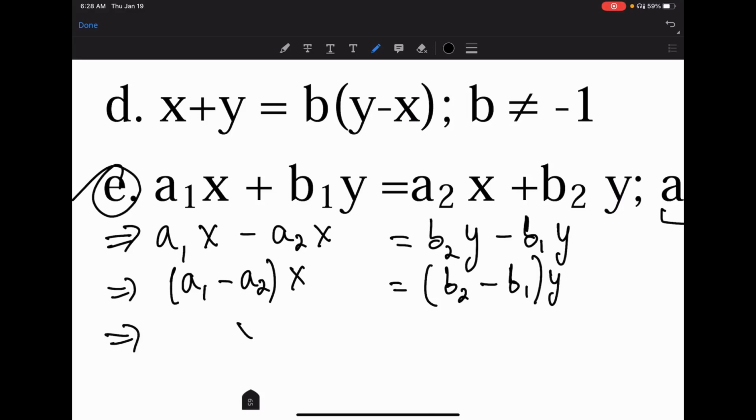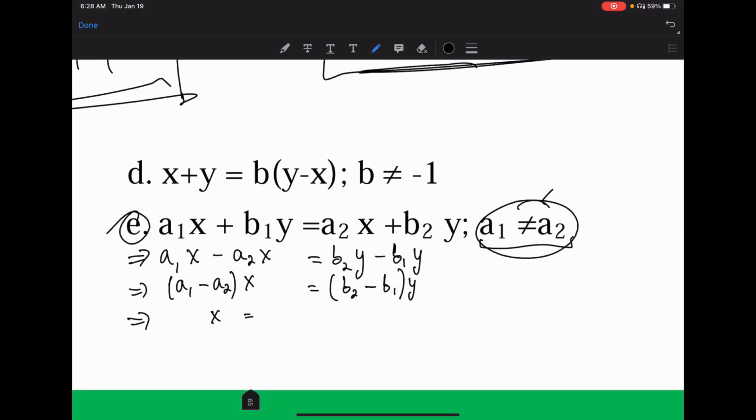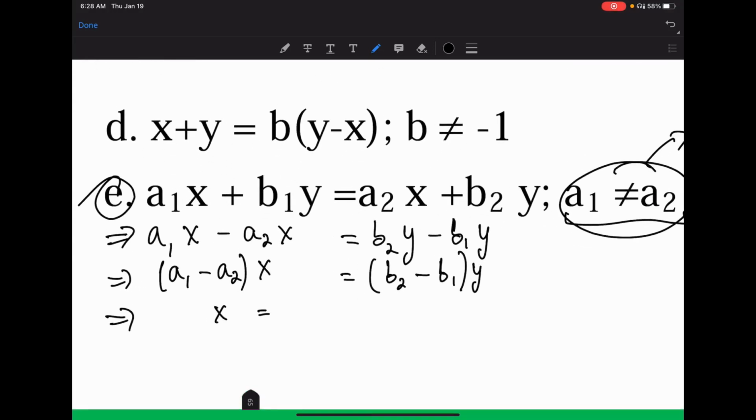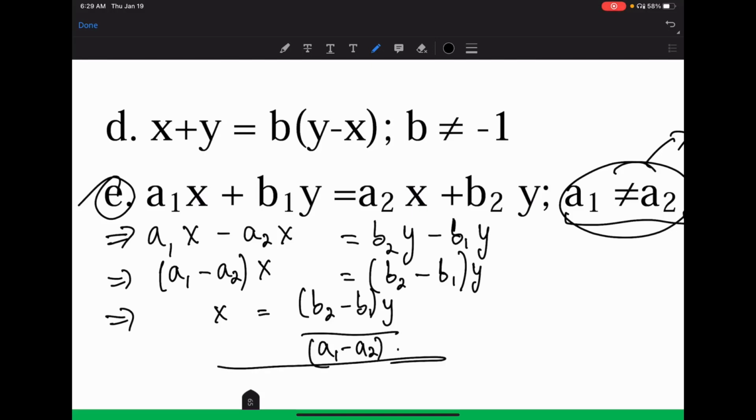Now we are looking for x, so we simply divide both sides by a1 minus a2, and we know that a1 is different from a2, right? Therefore a1 minus a2 is also different from 0. When we subtract a2 from both sides, we get that a1 minus a2 is different from 0, therefore we can divide by a1 minus a2. So we can just say x is b2 minus b1 times y over a1 minus a2. Therefore we have solved for x.